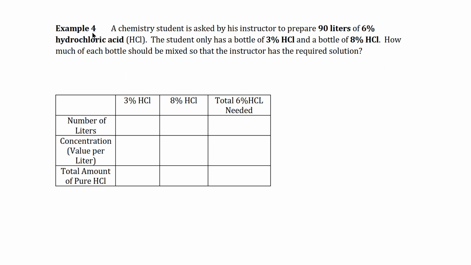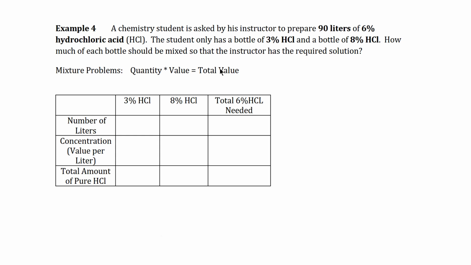In example number 4, a chemistry student is asked by his instructor to prepare 90 liters of 6% hydrochloric acid, or HCl. The student only has a bottle of 3% HCl and a bottle of 8% HCl. How much of each bottle should be mixed so that the instructor has the required solution?